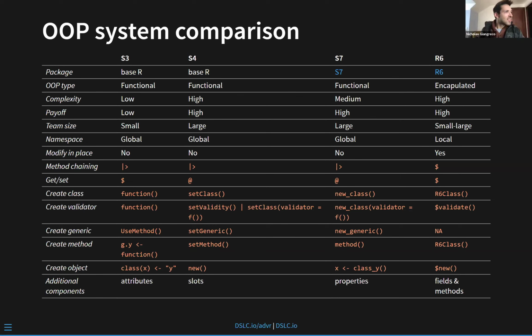Once you have your object, usually you can just use the $ sign and see what you can do with it. That is kind of nice, that the available methods come along with the object.